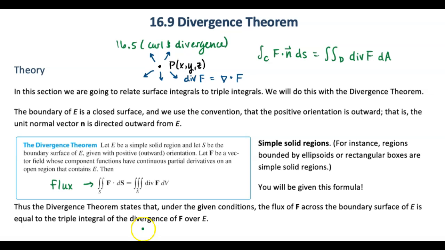And so we can conclude from the divergence theorem that under these conditions, that we can define this as a simple solid region, the flux of f across some surface is equal to the triple integral of the divergence of f over that solid E. And so let's do a couple examples of this. This isn't too crazy of a concept here.